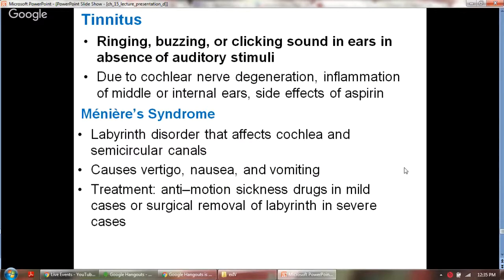Tinnitus is another clinical condition which is a ringing or buzzing or clicking sound in ears in the absence of auditory stimuli. This is due to the cochlear nerve degeneration, inflammation of the middle ear or internal ear, and side effects of aspirin sometimes. Meniere's syndrome is the labyrinth disorder that affects the cochlea and the semicircular canal. It can cause vertigo, nausea, and vomiting, and the treatment would be the anti-motion sickness drugs in mild cases or surgical removal of the labyrinth in the severe cases.